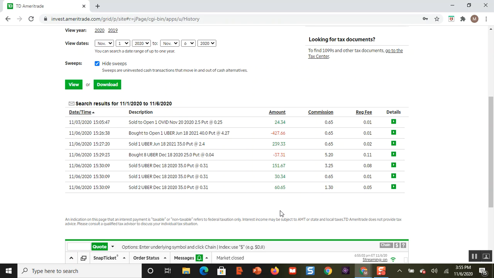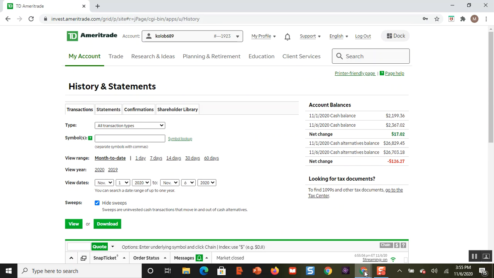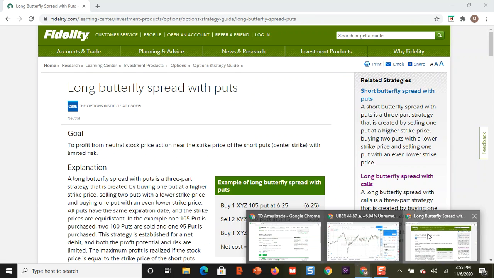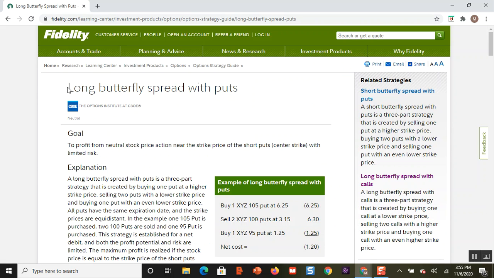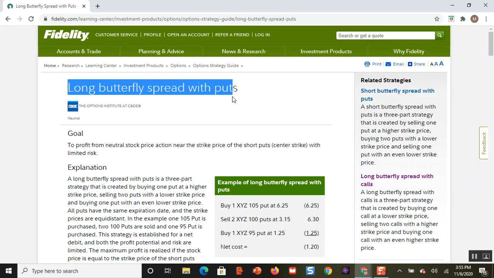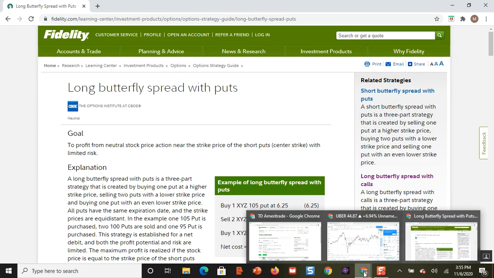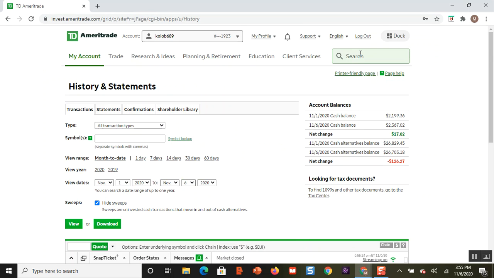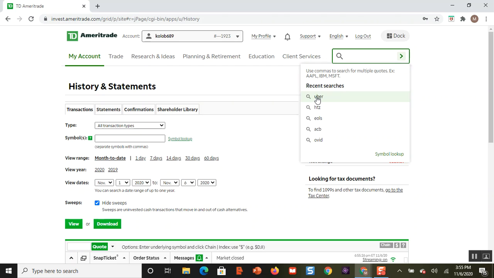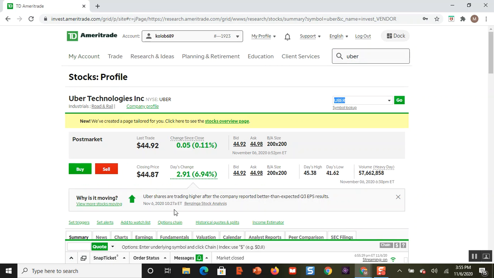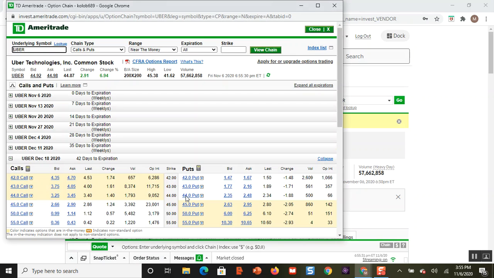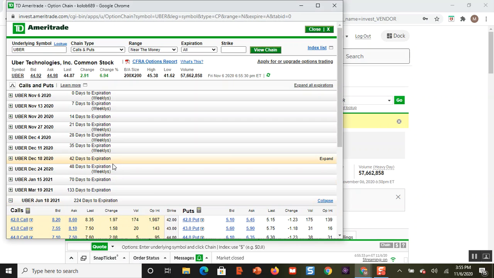So let me start out by just explaining a simple option butterfly. If you want to be specific, what I'm doing is a long butterfly spread with puts. If you'd rather, you can read through this article at your leisure. But let me explain in the video what an option butterfly is. So let's go to the Uber stock and pull up an option chain. And I think when you get done watching this, you'll have a very good understanding.